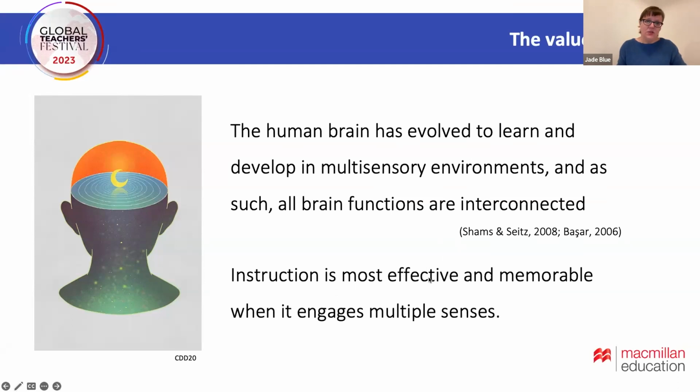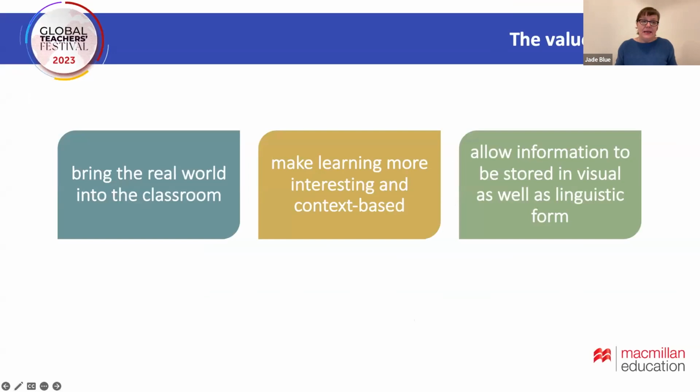So, because of that, instruction, teaching, is most effective and most memorable when it engages multiple senses. Which means that as soon as we bring imagery into learning, we're increasing the potential for our students to engage with, to understand, to process, and to remember information. So lots of overlap there with your ideas. So images enable us to bring the real world into the classroom. They make learning more interesting and more context-based, and they allow information to be stored in the brain in visual form as well as in linguistic form.